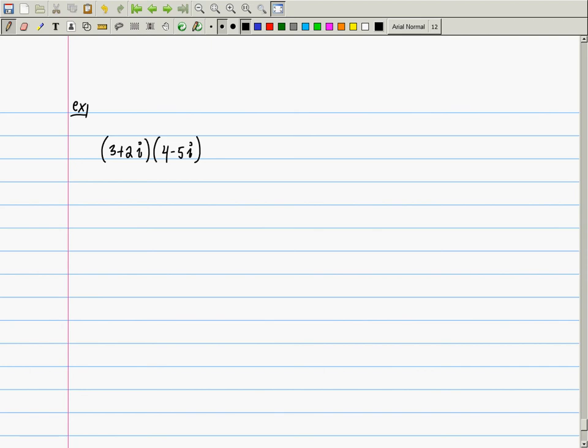So in the interest of time, you just FOIL this in the same exact way that you ever did. And the only new piece of information that you used is that i squared is negative 1. Okay, so then this will be 12 minus 15i plus 8i minus 10i squared. Negative 10i squared is actually positive 10. So this will be 12 minus 7i plus 10, so it will be 22 minus 7i. So any question about this example?